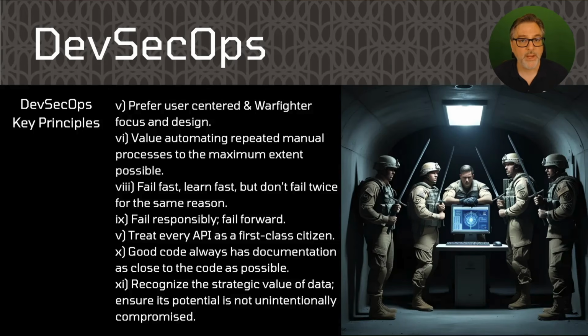Number 11, recognize the strategic value of data. Ensure its potential is not unintentionally compromised. This is really just making sure that you dot your I's and cross your T's. We talked earlier about how most of the security failures that occur are eat your vegetables types of problems. This is an example of that. The data itself is the new perimeter, so let's make sure that we're protecting that data and leveraging best practices so that unintentional mistakes don't occur.